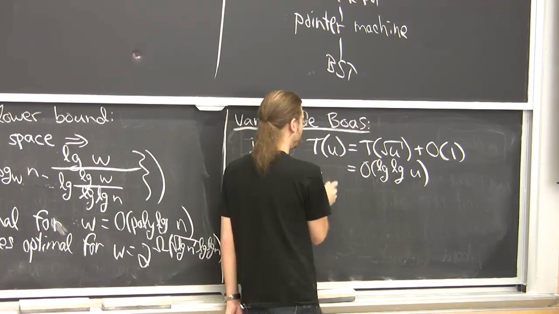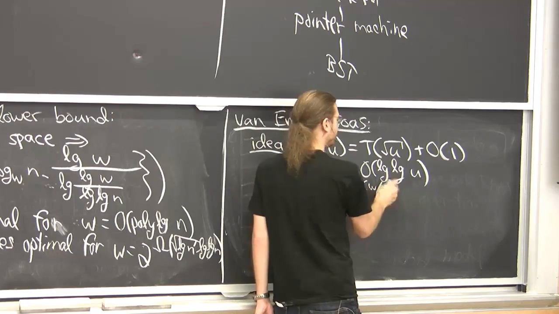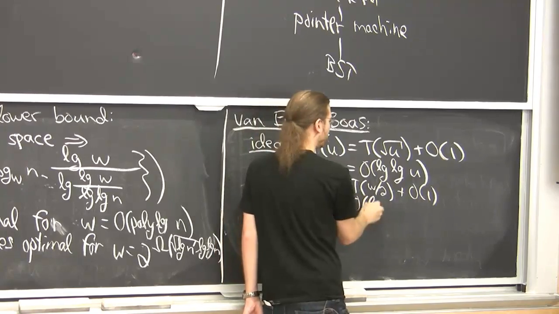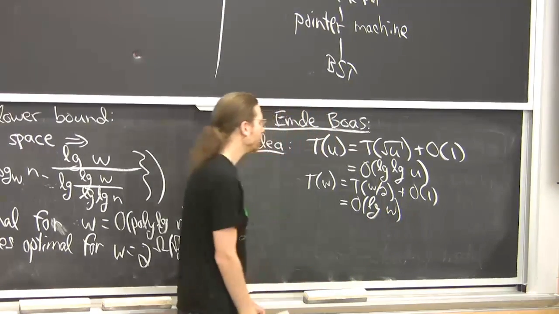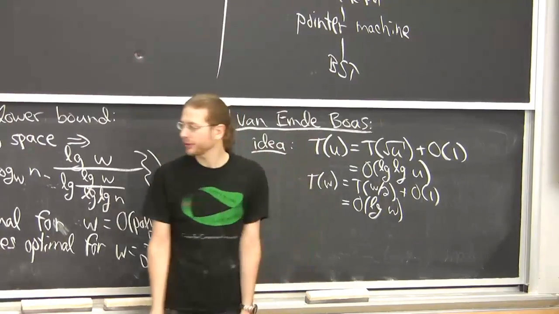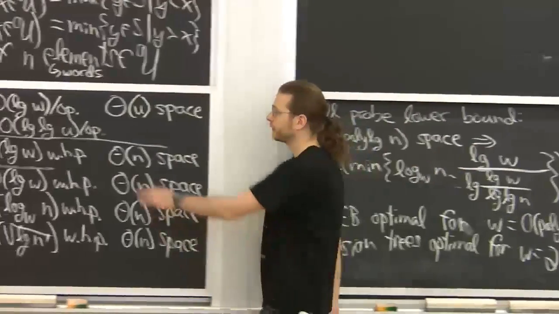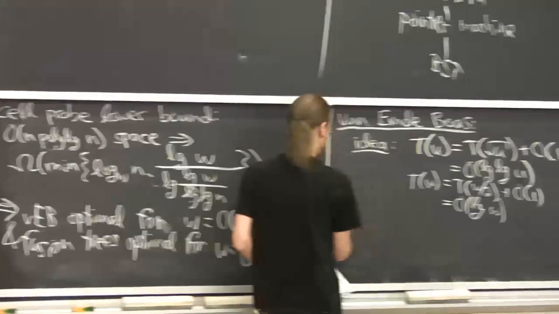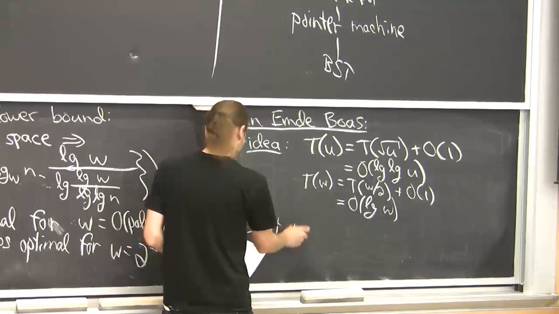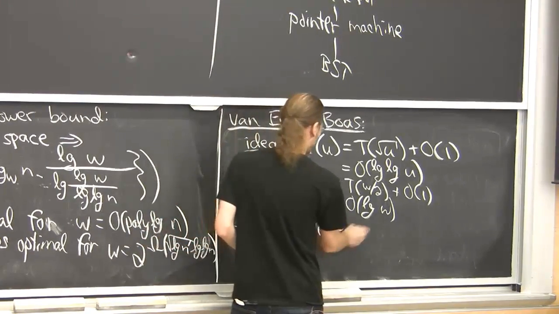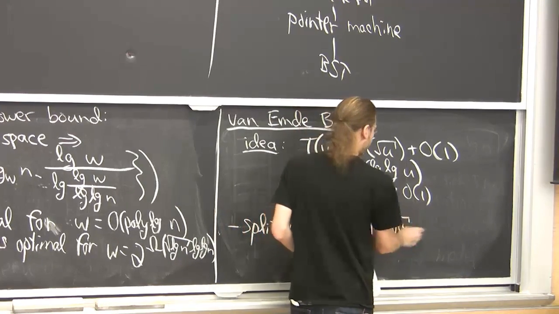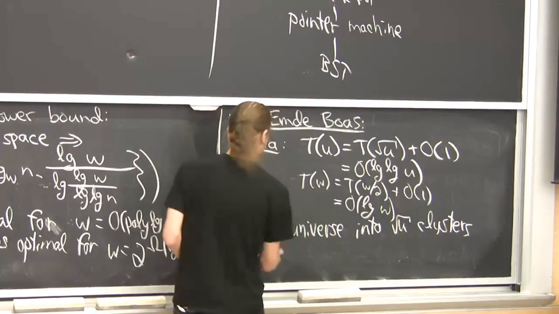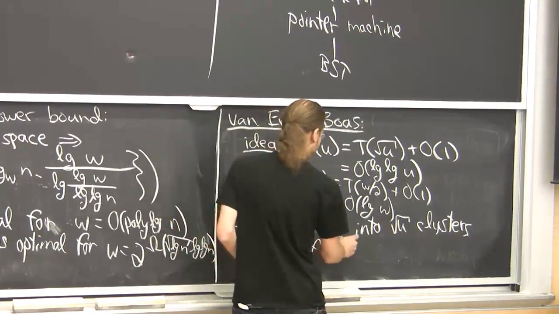This is the same as T of w equals T of w over 2 plus order 1. w is the word size. And so this is log w. Same thing. If we could achieve this recurrence, then boom, we get our bound of log w. So how do we do it? We split the universe into root u clusters, each of size root u.